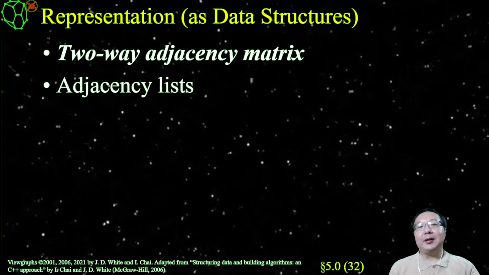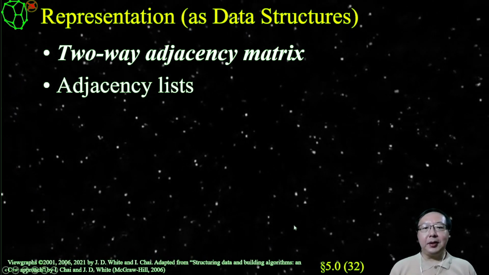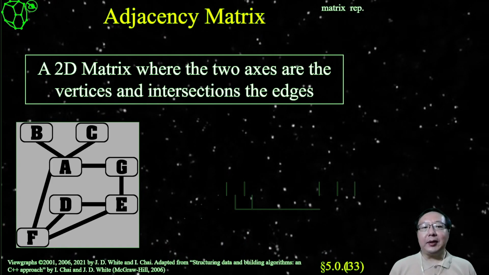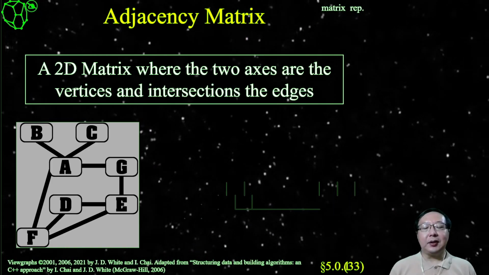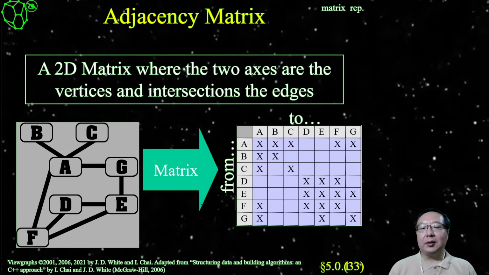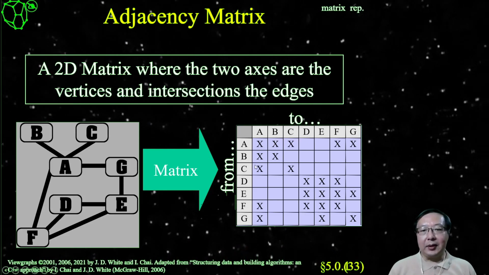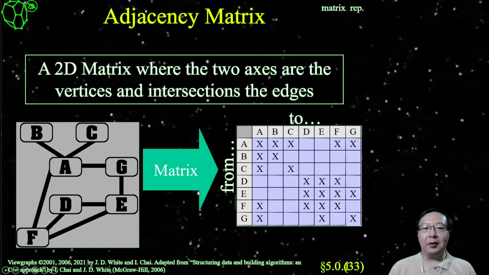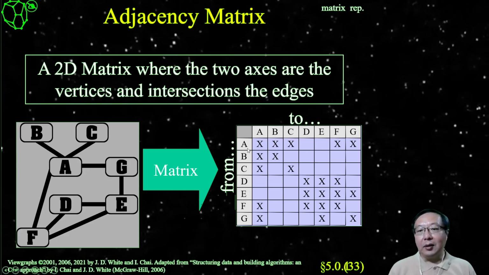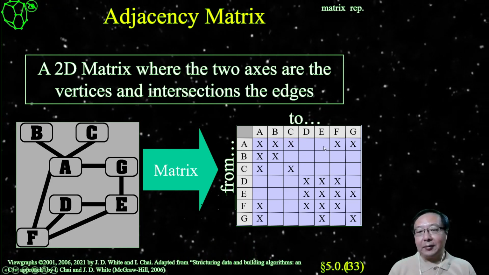Okay, first we have representation, two ways: adjacency matrix and adjacency list. An adjacency matrix is a 2D matrix where the two axes are the vertices and the intersections are the edges. So we have a matrix like this, where from A to B there's a link, and B to A there's also a link. A to G, there's a link. But A to E, there's no link, so you see there's a blank there.